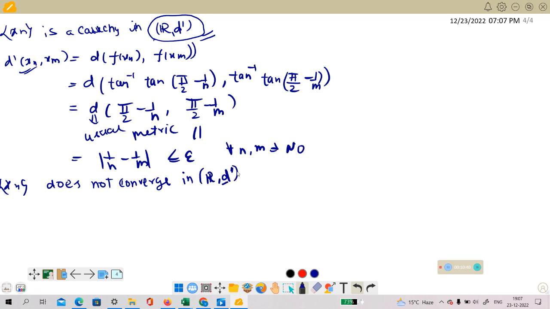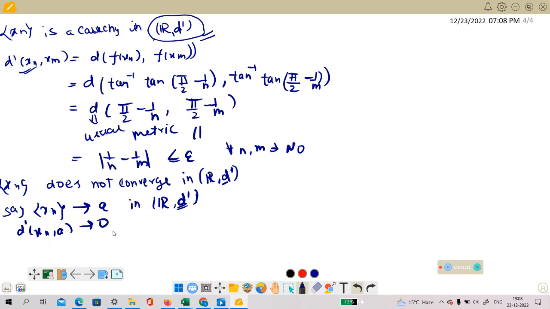Remember, in (R, d'). Let's assume it does converge. We will prove this by contradiction. Say xn converges to some a in the d' metric. Remember, I keep emphasizing this, in (R, d'). What does this mean according to this? It means that d'(xn, a) converges to 0.